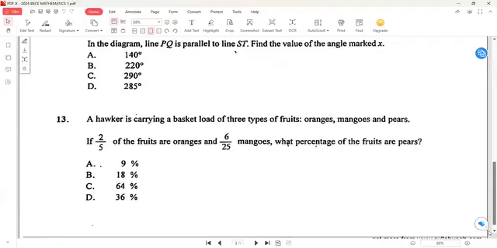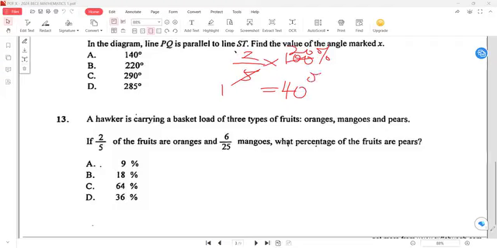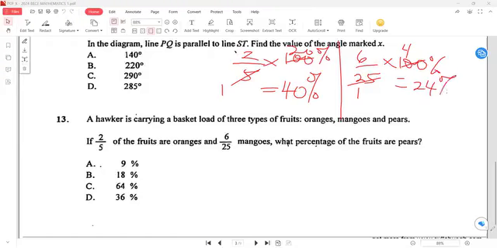So if I convert the fraction that are oranges to percentage, I am going to have 2 out of 5 times 100%, and that gives me 2 times 20, 40%. Then I convert the ones that are mangoes. 6 out of 25 times 100%. 25, yeah, 4 times 6, which is also 24%.